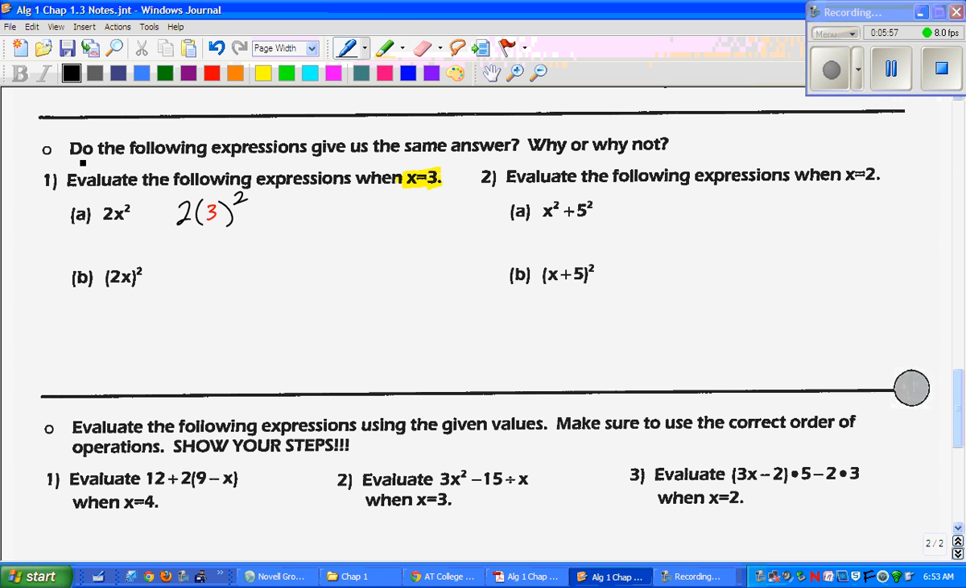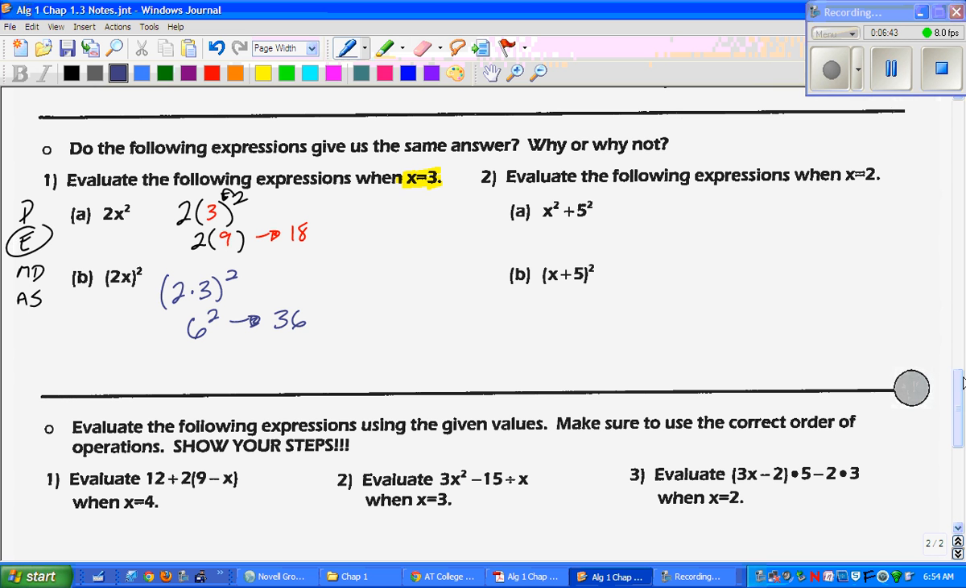Now, order of operations tells us that we have to do the exponent before we multiply. So 3 to the second power, 3 squared, gives us 9, and then our final answer is 18. Now, let's see what happens when you multiply first. 2 times 3 gives you 6, and 6 squared gives you 36. So we have to be very careful when we're doing these, otherwise you can get the wrong answer. The same thing is true with number 2.